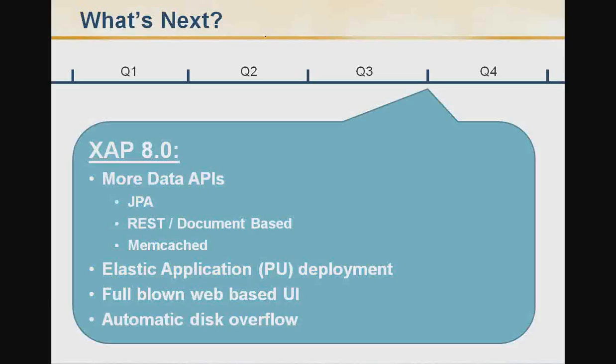The last bit is what we call automatic disk overflow, and this is the ability for the data to transparently overflow to the disk if the capacity of the space is exceeded. This would give our customers, we think, much more flexibility and resiliency in scenarios where the capacity planning wasn't done correctly, or there's an unexpected surge of data in the system.